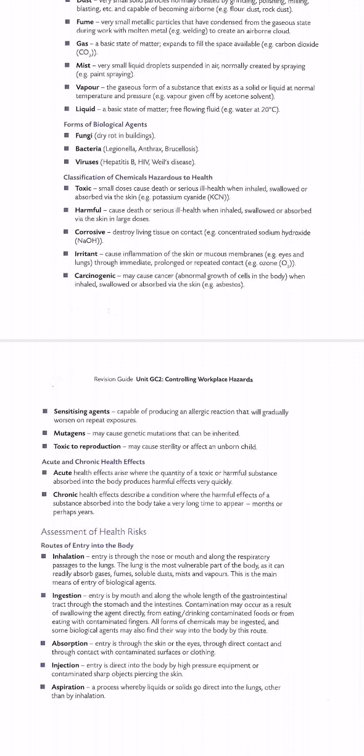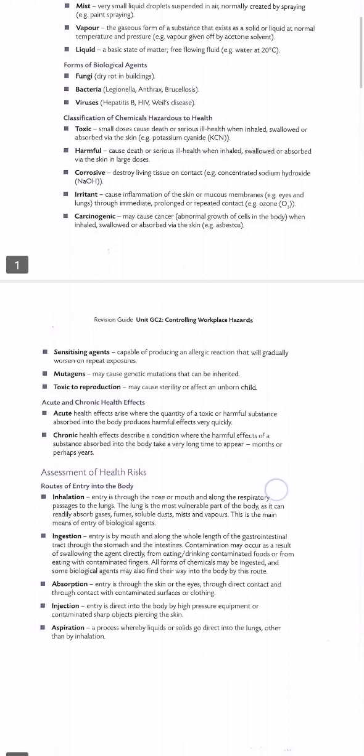Then number 7, we're talking about mutagens. What is a mutagen? It may cause genetic mutation that can be inherited, right? So then we're talking about 8, toxic to reproduction. It may cause sterility or affect an unborn child, right?